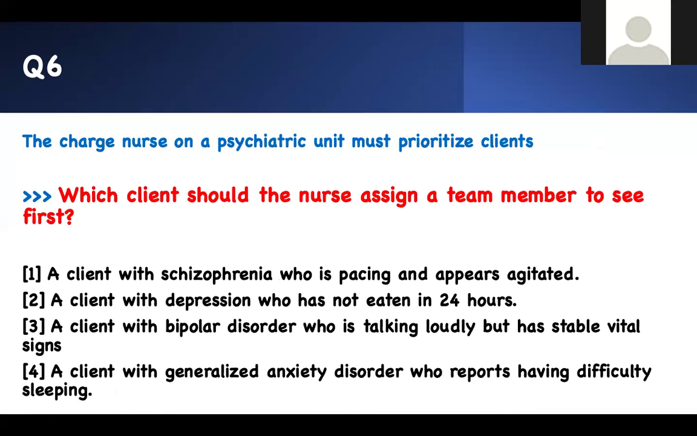A client with depression who has not eaten in 24 hours. If you have depression, your appetite goes down or goes up. This guy's has gone down. Expected finding. A client with bipolar disorder who is talking loudly but has stable vital signs. What do you think? A bipolar patient is very talkative. An expected finding, right? And vital signs are also stable. Generalized anxiety with difficulty sleeping. If you're anxious, the concentration in your brain and everything will affect your sleep.